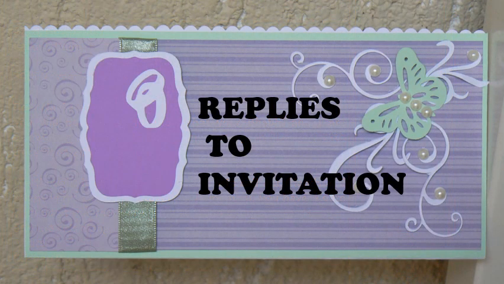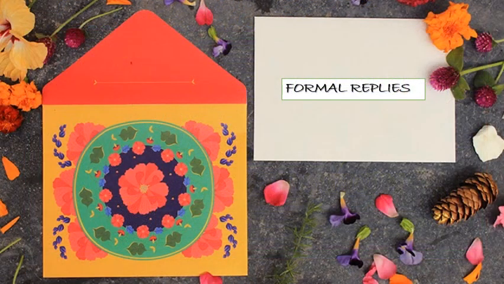We will now see replies to invitations. Here, like we did with the invitation, we have a formal reply and an informal reply. Again, formal reply is divided between acceptance and decline, and so is informal. It also has the acceptance or the decline. The first type of reply is the formal replies.